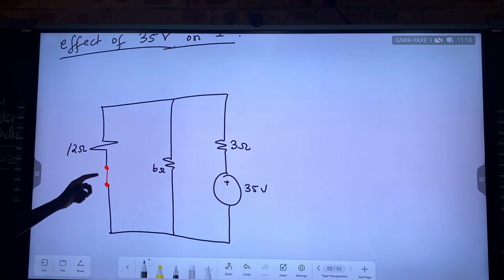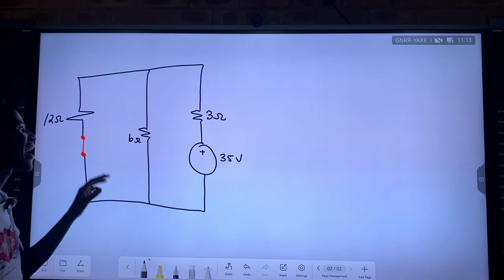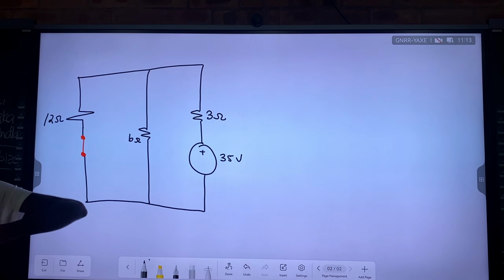Ukhipha nje kanjena no short circuit nje kuphela, you make this to be 0. Not hard, simple. So simple stuff. Makunjena ke, how do you then find the current through the 3 ohms resistor?